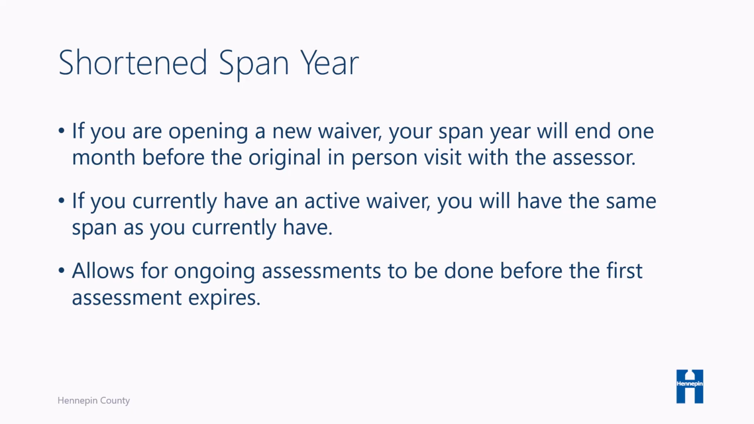By implementing a shorter span year for the first waiver span, it allows the assurance that the initial MnCHOICE assessment remains valid while the first renewal is taking place. If your first MnCHOICE assessment is held in July, your ongoing annual reassessments will take place in May or June to ensure renewals are timely.